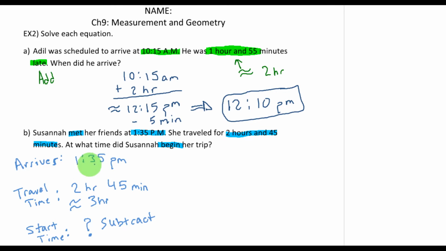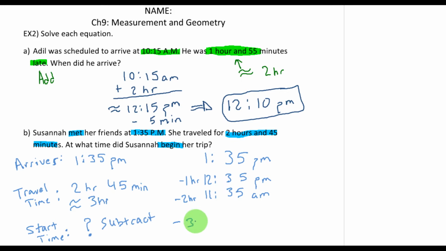Okay, so if we arrived at 1:35 p.m., I want to write that down over here. So you arrive at 1:35 p.m., and we're going to subtract out 3 hours. If we take 1:35 p.m. and subtract out 1 hour, you're at 12:35 p.m. now. If you subtract out a second hour here, you'll be at 11:35 a.m. And if you subtract out a third hour here, so let's subtract out 3 hours, you're at 10:35 a.m.